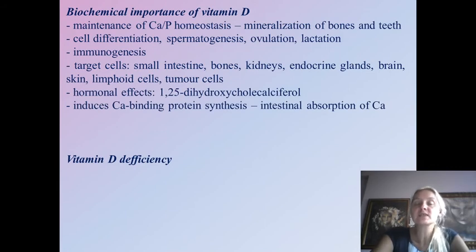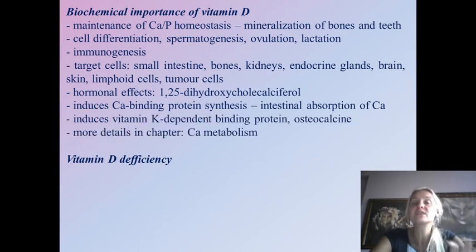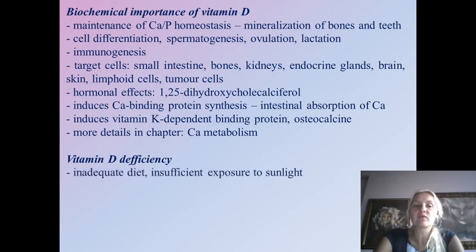It also induces calcium-binding protein synthesis, which is important for the increased absorption of calcium from the gastrointestinal tract, and you're going to have a more detailed insight into those mechanisms in the chapter on calcium metabolism and endocrine systems. Vitamin D deficiency can develop as a result of, again, inadequate diet, like in most hypovitaminoses and vitamin D deficiencies, or as a result of insufficient exposure to sunlight.